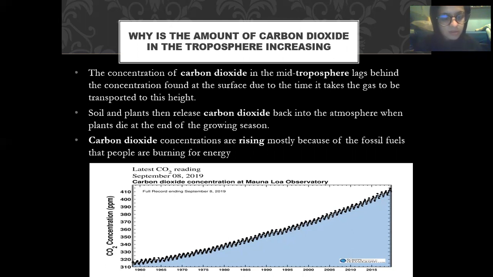The latest carbon dioxide reading, September 2019, from the Mauna Loa Observatory shows how high the level is. In 1960 it was low, then it kept increasing. In 2015 they checked the carbon dioxide concentration in ppm.